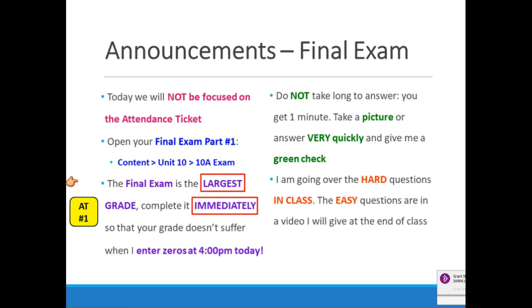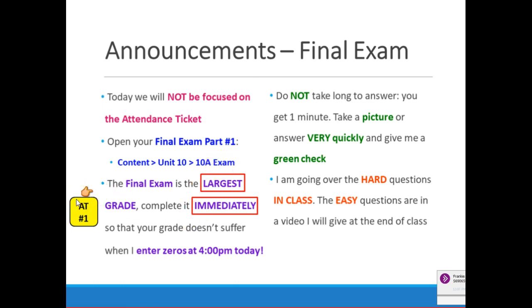So at this point, go ahead in your ticket, please, answer question number 1 and give me a green check when you have number 1 saved in your attendance ticket. 15 more seconds. Just waiting on Dalen, Grant, Jacob. Hi, Johnny. Welcome to class. Please open up your ticket and answer question number 1. Mikey, you as well.